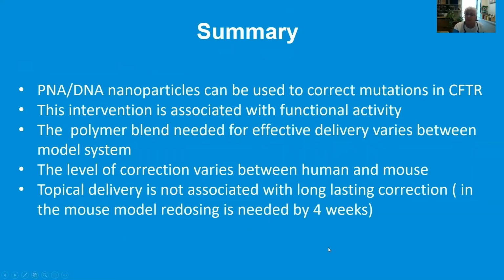Polymer blend really is going to vary between model systems for effective delivery, and the level of correction varies from human and mouse. It's much easier to correct a mouse than it is a human. And the topical delivery is not associated with long-lasting correction. The data I did not show you: we've done serial NPDs in our mice after we've corrected things, and about 4 weeks later we need to redose them in order to maintain this effect.